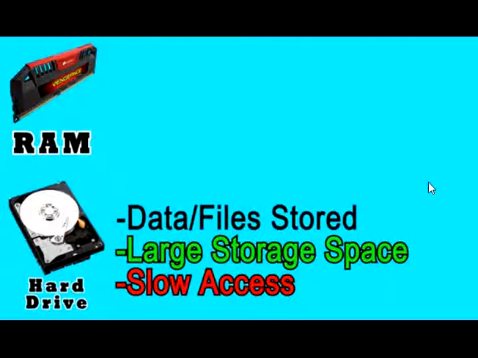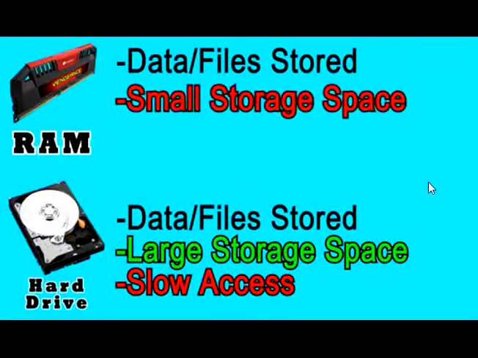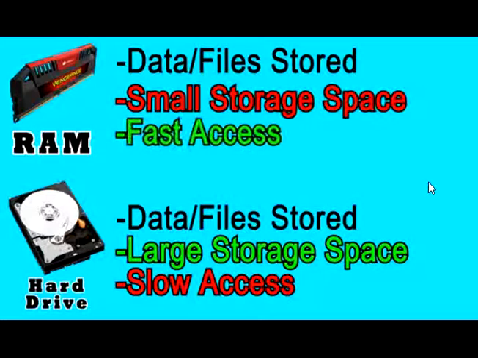It gives the information to the CPU with the help of RAM. RAM is another form of storage. The data files are also stored in the RAM, but comparatively it has small storage space, and access to the storage in RAM is very fast.